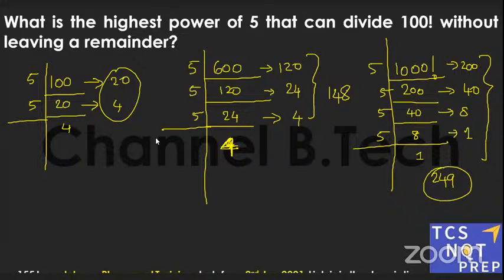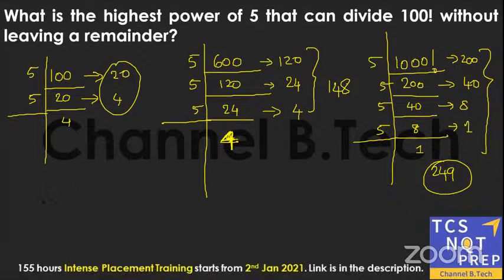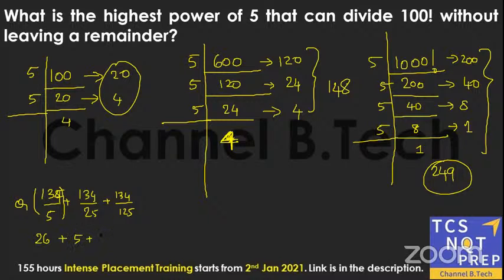What if 134 factorial is given? 134 factorial means 134 by 5 plus 134 by 25 plus 134 by 125. Here 134 by 5, when you put this, you will get 26. Quotient will be 26. You have to only take the quotient of each part. 134 by 25, you will get 5. 134 by 125, you will get 1. So 26 plus 5 plus 1, you will get 32 as the highest power of 5.